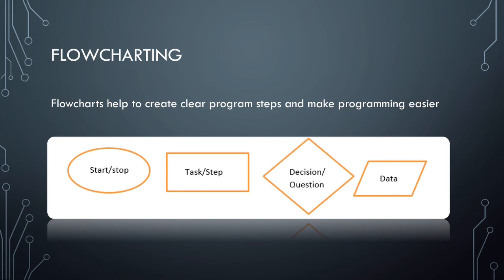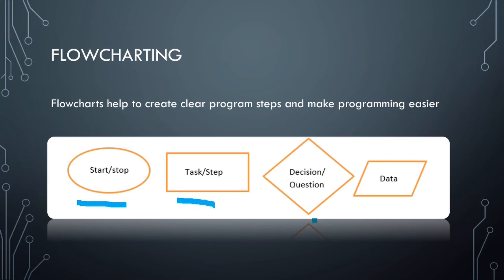So when you're flowcharting, it's important to note a couple different symbols because different symbols or different shapes are used for different things. So an oval will be used at the ends and the beginnings of your flowchart, and it signifies the start or stop of a program. A rectangular box we use to indicate a task or a step that's being performed.